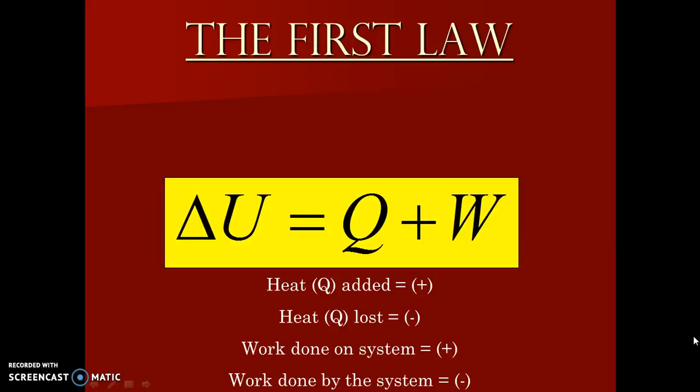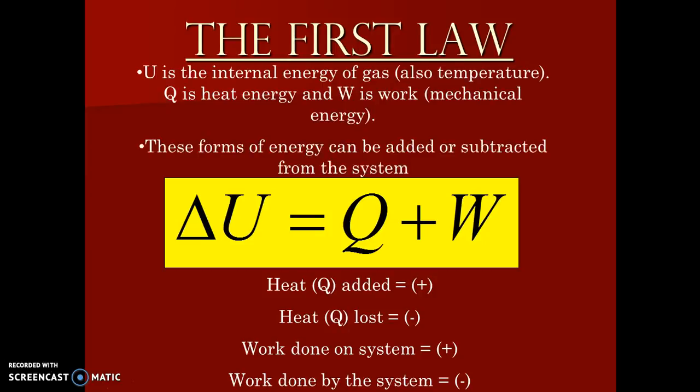So the first law of thermodynamics is that the change in internal energy is equivalent to both Q, heat, and the work done. So we have to distinguish clearly between work done on a system or on a gas and work done by the gas, heat added to the gas, heat lost by the gas. If we add heat to the gas, it ends up being positive, so it's going to positively change the internal energy of the gas.